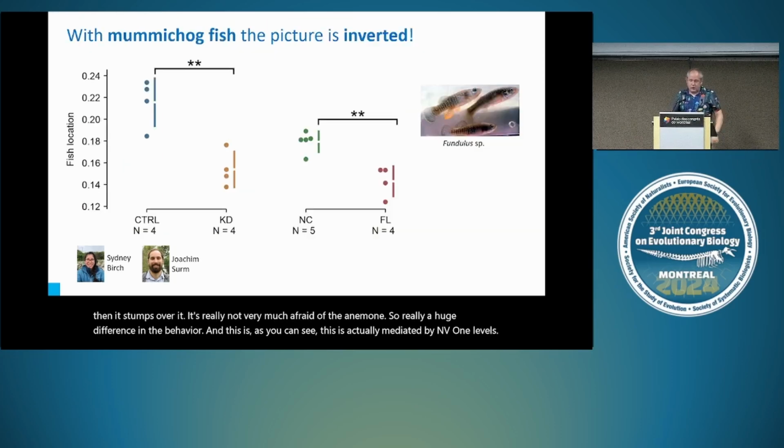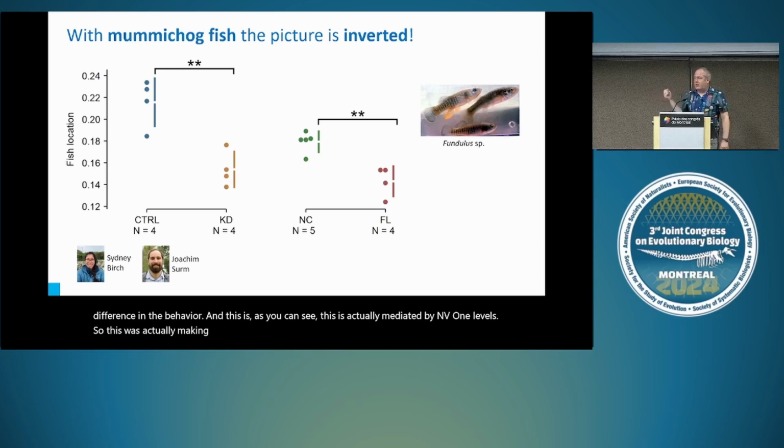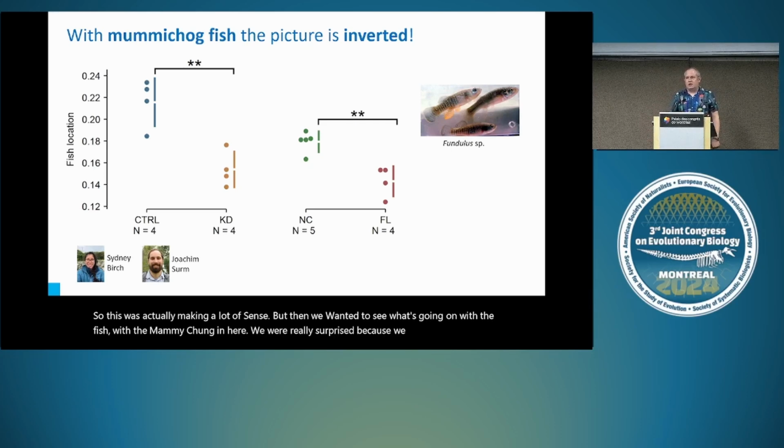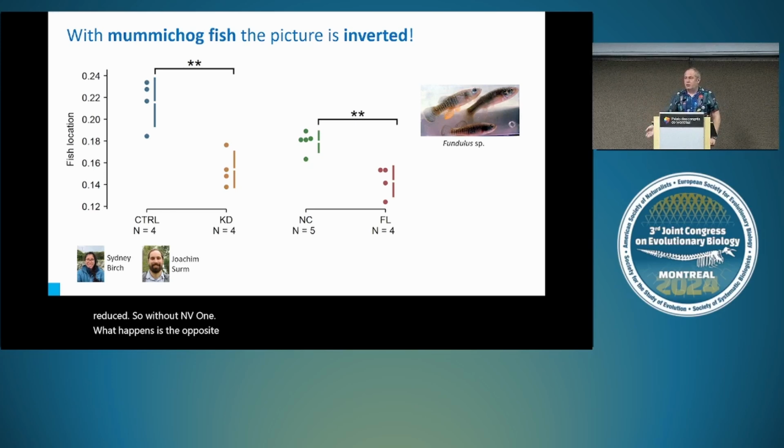So this was actually making a lot of sense, but then we wanted to see what's going on with the fish, with the mummichog. And here we were really surprised because we saw exactly the opposite. So we saw both for Florida compared to North Carolina and for the mutant compared to the wild type, the control line, that here actually the interaction is reduced. So without NV1, what happens is the opposite of what happens with the shrimp. Now the fish is actually getting less attracted to the anemone when there is no NV1.